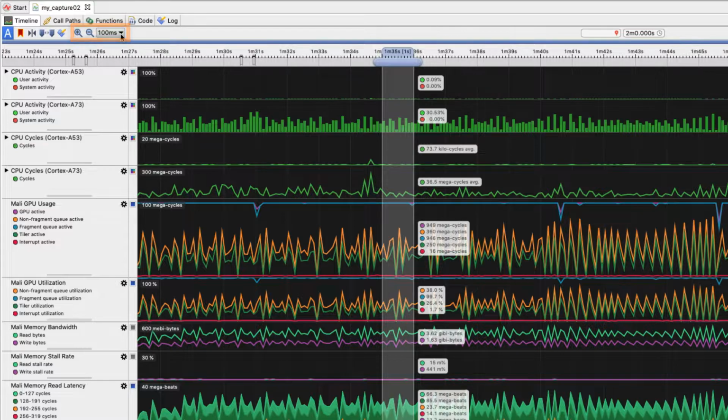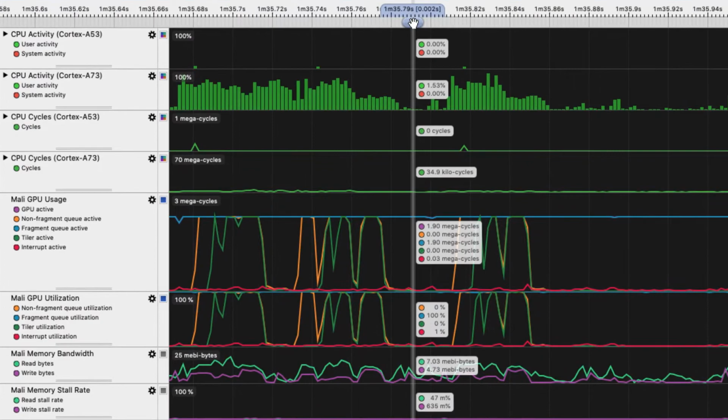Let's look a little closer. Fragment and non-fragment workloads should always overlap. If you see areas where one queue goes idle while the other is active, you could have a serialization problem. This can happen where there are data dependencies. Vulkan applications can suffer from this, as described in the previous module.